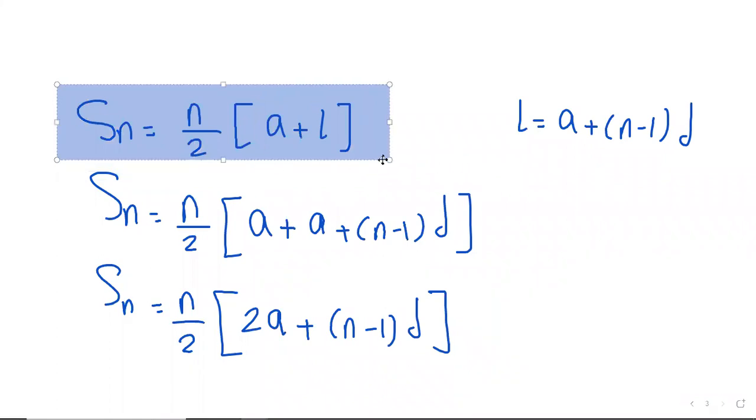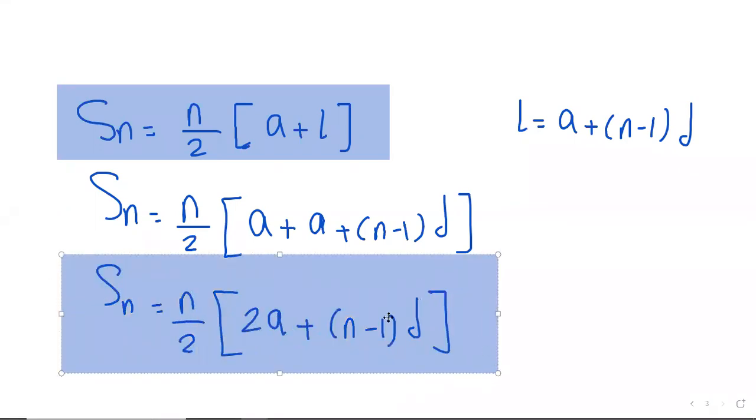Sn, the sum of all terms of the arithmetic sequence, is n over 2 multiplied by a plus l, where n is the number of terms. Or we can use this rule: n over 2 multiplied by 2a plus n minus 1 multiplied by d. That's it.